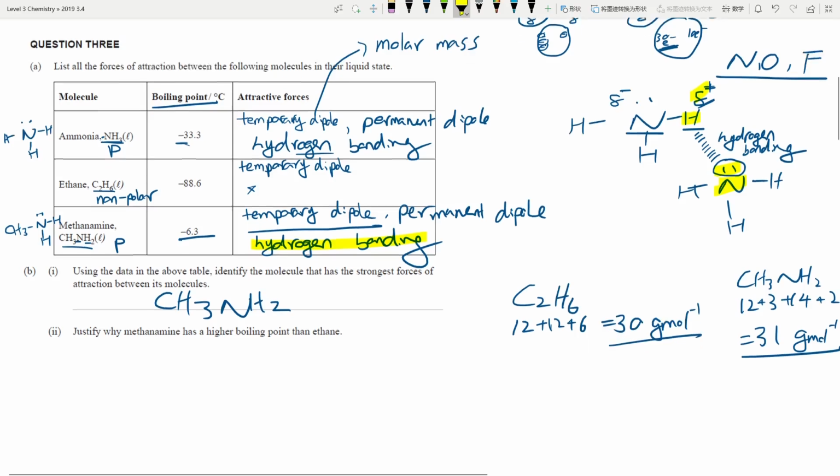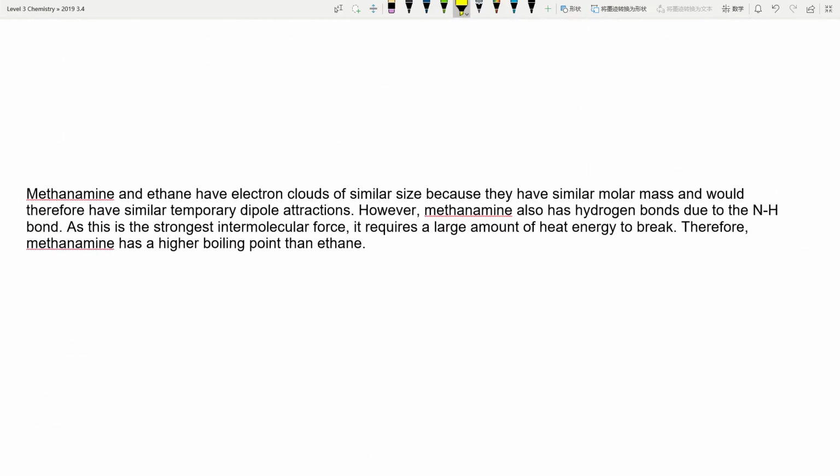Okay, so if we look at the answers here, methylamine and ethane have similar size, so what it means, they have similar molar mass, so they have a similar number of electrons, so they have similar temporary dipole force of attraction. But because methylamine has hydrogen bonds, and you can elaborate on what it is, it's the strongest intermolecular force, requires the largest amount of energy, therefore has a higher boiling point.